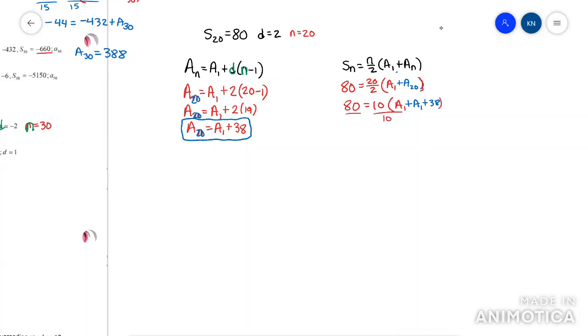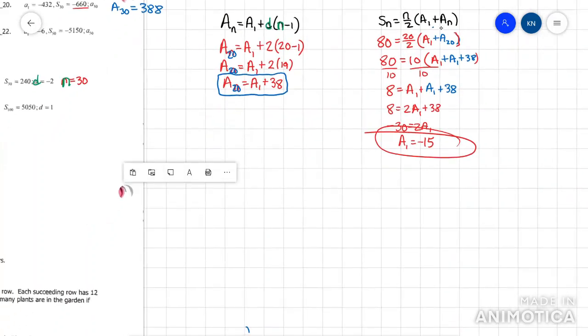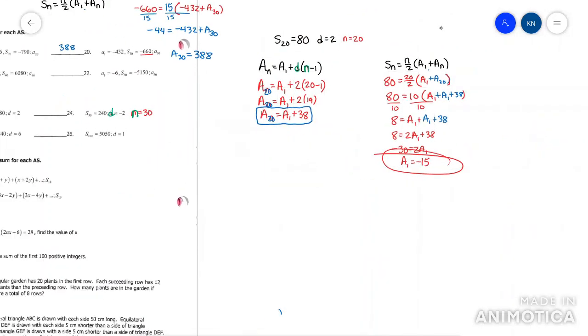Divide by 10. 8 is A1 plus the substitution, which was that A1 plus 38. So really it's like 8 is 2 times A1 plus 38. So you subtract 38 and you'll get negative 30 is 2A1. A1 is negative 15. And that's what they're looking for. Those are tricky. You really kind of have to think about those. So let's keep moving.